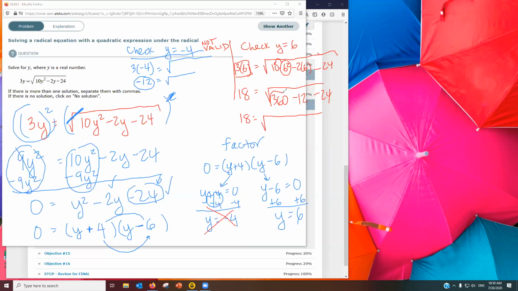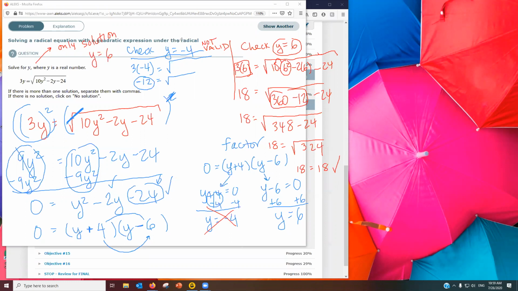Let's see, 360 minus 12 is 348. And then I'm going to do 348 minus 24. That is 324. And if I take the square root of 324, it does equal 18. So 18 equals 18 here checks out. So that means y equals 6 is the only solution. So the only solution on this problem is y equals 6.